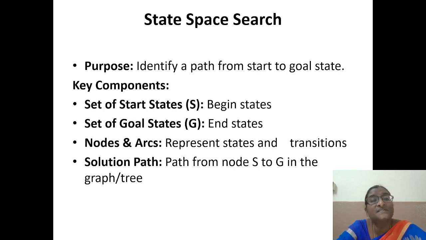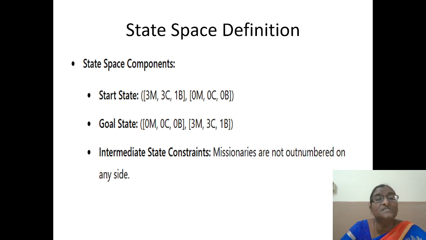So here in the state space search, we need to have knowledge about certain things. One thing is this state space search will result in a path from start state to goal state. And the key components are set of start states and set of goal states. Set of start states means the initial states. Set of goal states means the end states, that is, you have reached your solution. And when I'm speaking about a state space search, it definitely has nodes and arcs. And the path will start from the start state and reach the goal state.